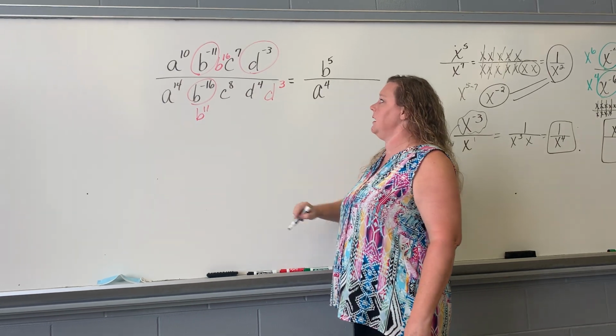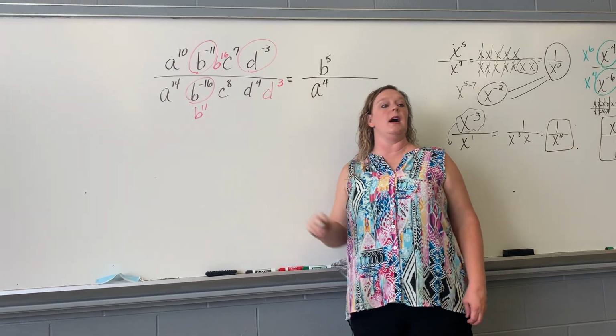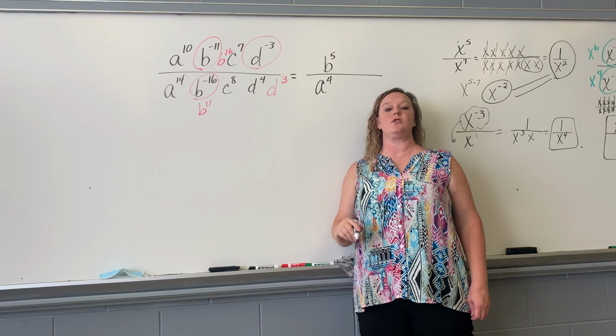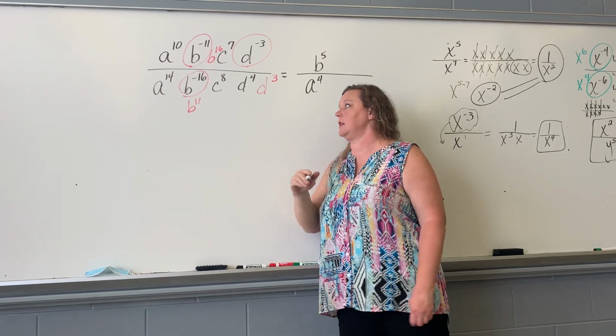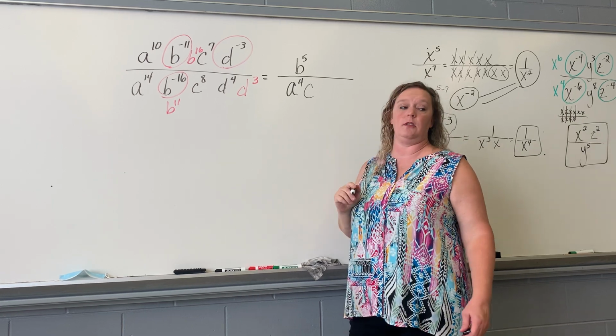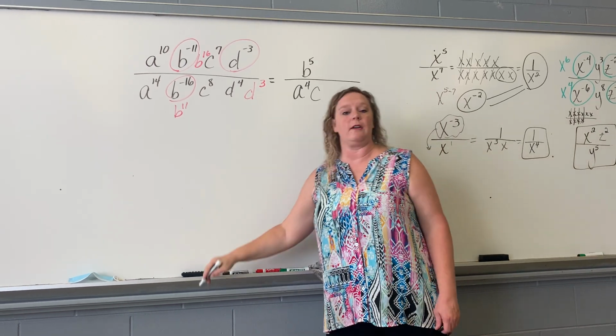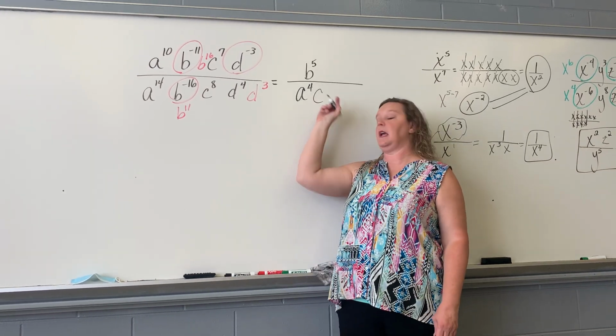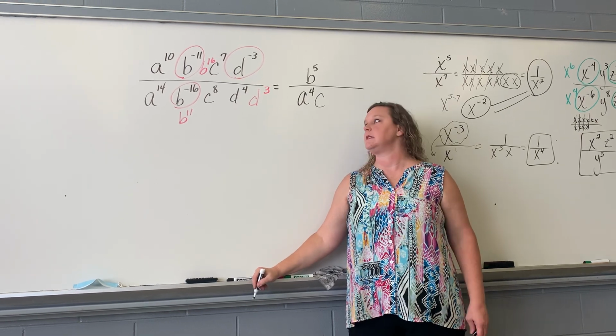Now do your C. There's 7 on top, 8 on bottom. So there's 1 extra, and it's on the bottom. That's right. C on bottom. You can put a 1 there if you want to. You don't have to. Like on the ACT, they would never put an exponent of 1 there. Okay, they would just leave it as C.